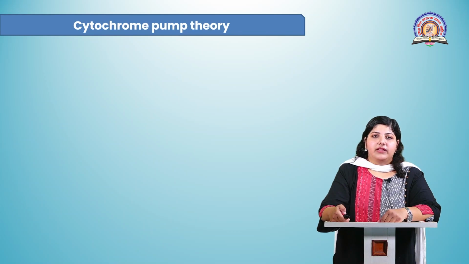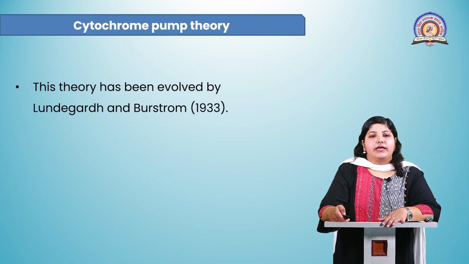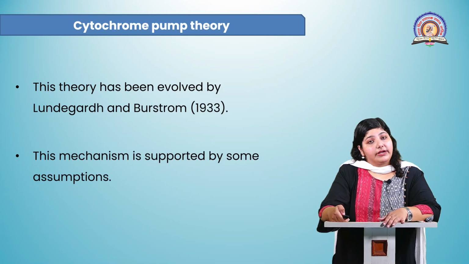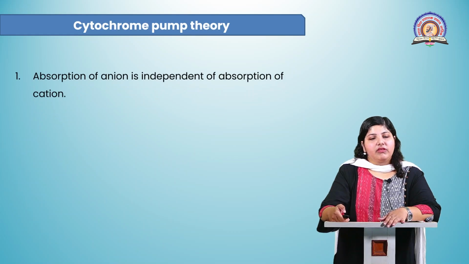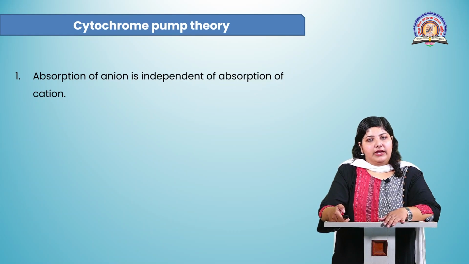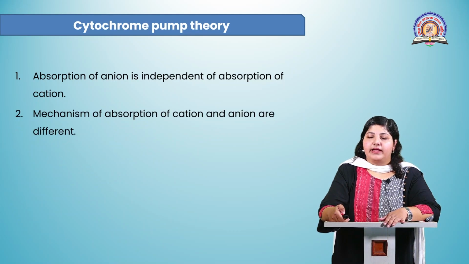Next, we are going to see the cytochrome pump theory. This is also one type of active absorption. This theory was evolved by Lundegaard and Bergstrom in 1933. It is supported by some assumptions. Let us see what the assumptions are which support this theory. Firstly, the absorption of anion is independent of absorption of cation. Second, the mechanisms of cations and anions are totally different.